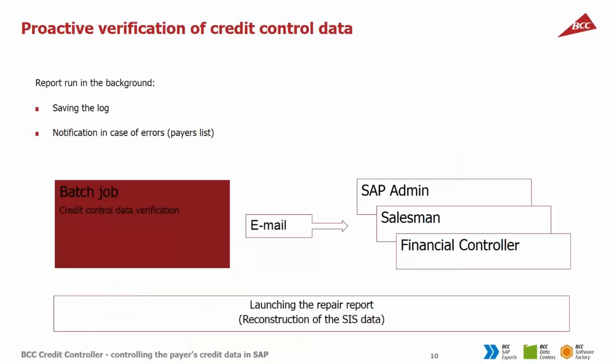So in addition, as a part of proactive attitude towards credit control, we can run the report in the background to verify pay statistics for a credit control area. And if it turns out that the value calculated by the report differs from the credit control used value, the relevant person, could be a SAP admin, salesman, or financial controller, they can be notified of this fact via email.